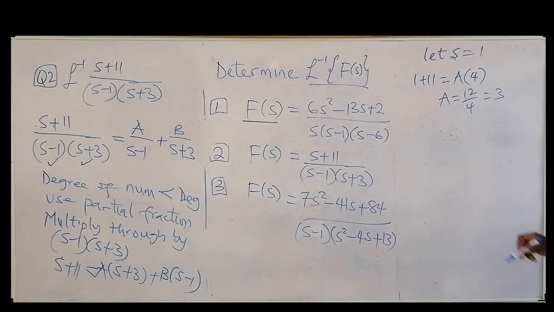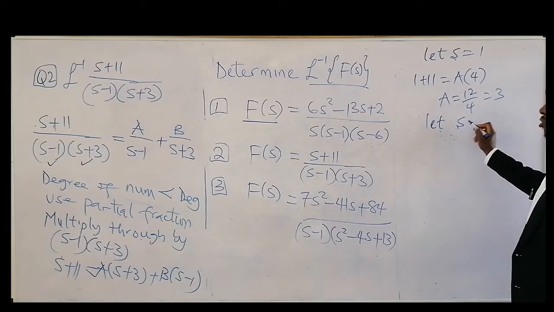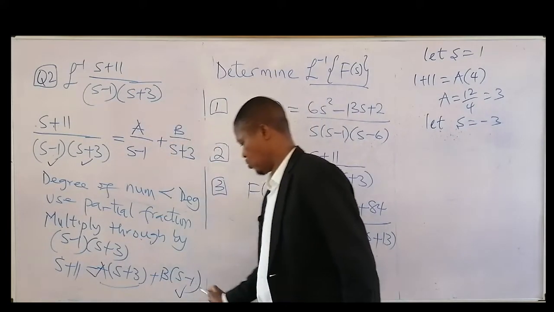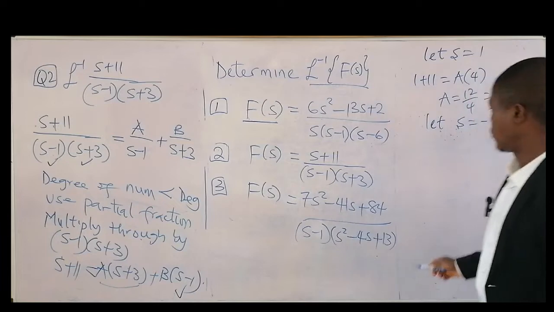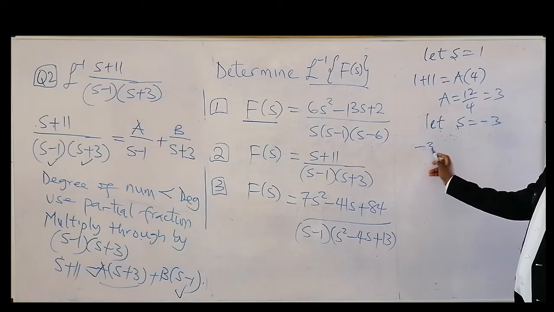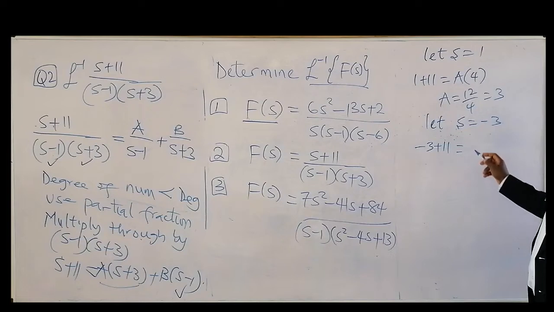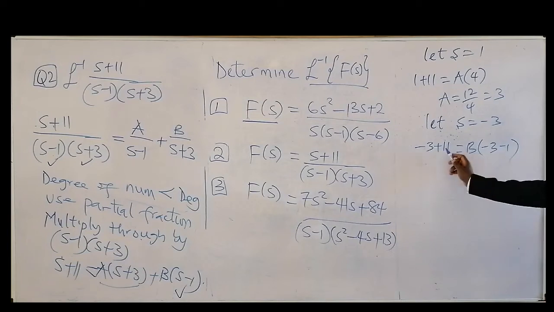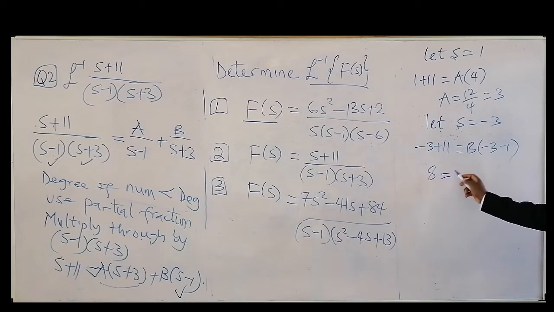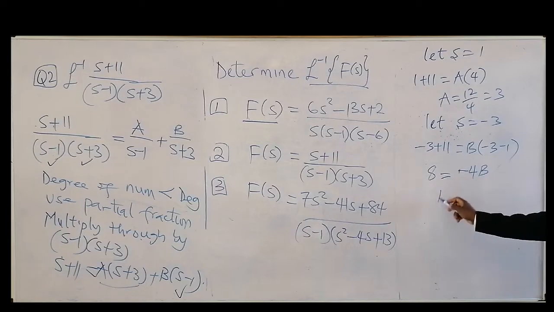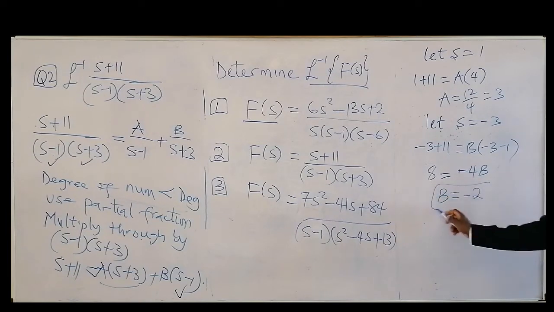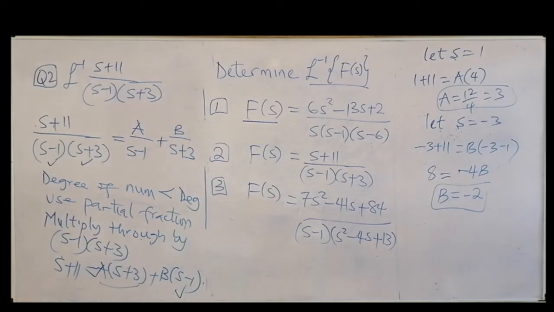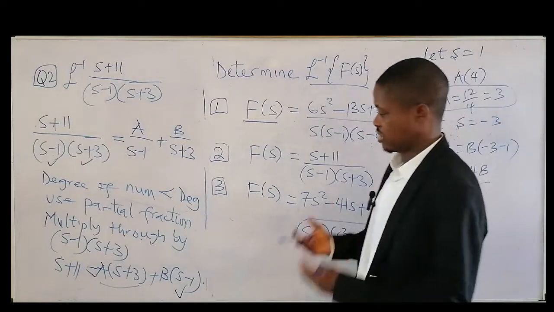Then the next substitution will be let x be equal to minus 3, because we want to make sure that this is cancelled, so that we are able to get the B. Okay, and that will be what? Minus 3 plus 11 equal to B into bracket minus 3 minus 1. So this one will give us 8 equal to minus 4B. So B is what? Minus 2. So we've gotten the two constants, A and B, using the partial fraction.